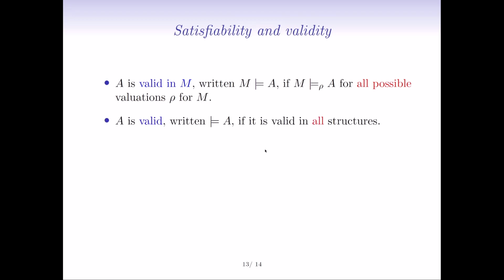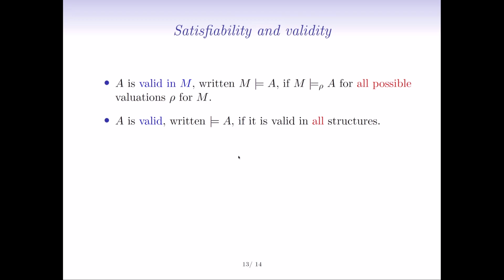We can even go further and say that a formula is just valid, not valid in a particular structure, but just generally valid, if it is valid also in every possible first order structure for the language. So no matter how I interpret the function and predicate symbols, and no matter how I interpret the variables, the formula is valid. So it's valid in a structure if it's valid for all possible valuations for the structure, and it's valid if it's valid in all structures.